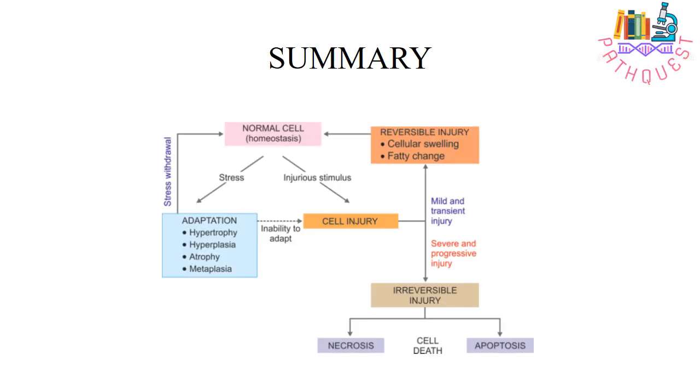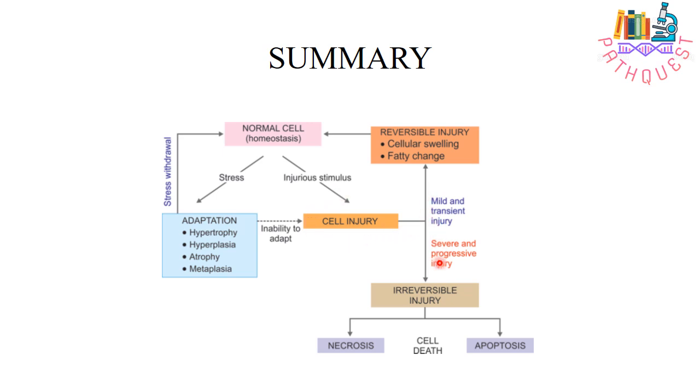So to summarize, a cell can undergo different changes depending upon various stimuli and stresses to which it is exposed. A normal cell, which is in a state of homeostasis, when it is exposed to stress or increased demand, undergoes adaptation. When it is exposed to injurious stimulus, it undergoes cell injury. If the cell is not able to adapt, then also it will result in cell injury.